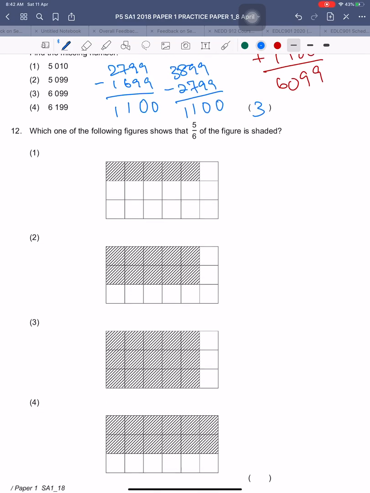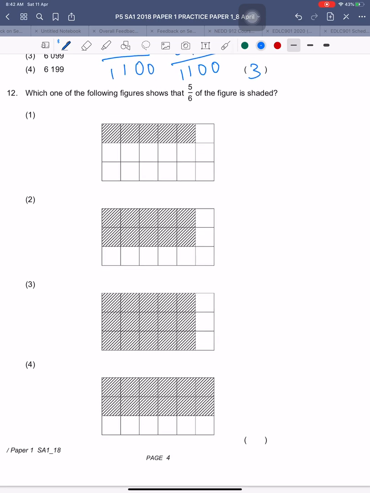Okay, all right, question number 12. Which of the following figures shows that 5/6 of the figure is shaded? One of the more tedious ways is to find out what the total is. If you look at all the 4, they're actually all the same. So what's the total number of squares? 1 2 3 4 5 6, 1 2 3. So 6 times 3, 18. That is the total number of squares that you have in options 1 to 4.